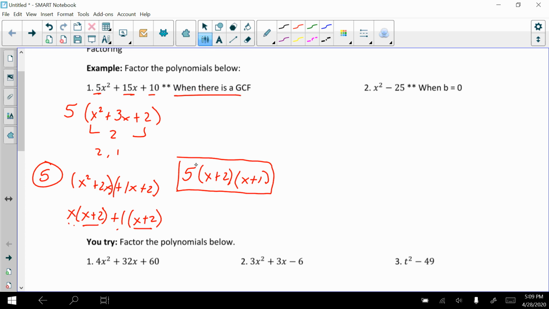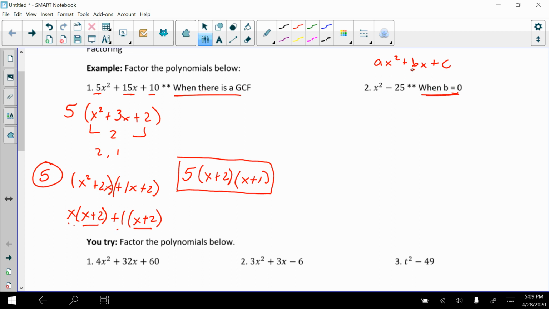Okay, let's look at one more special case. It's example 2 right here. x squared minus 25. This is an example when the b term, remember we can think of our standard form like this, this is bx, when b equals 0, so when the middle term equals 0.